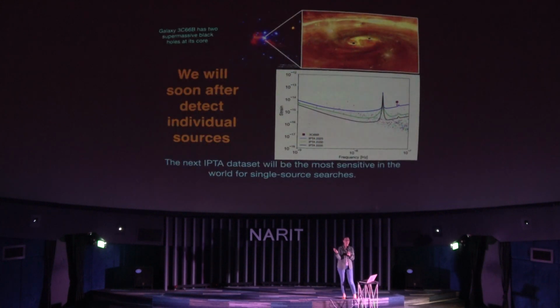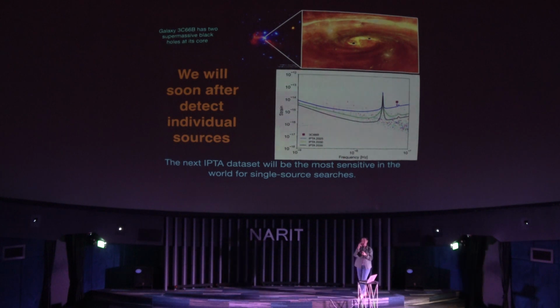So how will we know for sure that what we're seeing is from a supermassive black hole binary at the core of a galaxy? Well, one way is if we can detect an individual source. So what I've shown so far, that curve we're seeing, we think that's due to a background, just all the signals from all the binaries added up together. But soon, maybe even within the next few years, we'll be able to detect gravitational waves from individual sources.